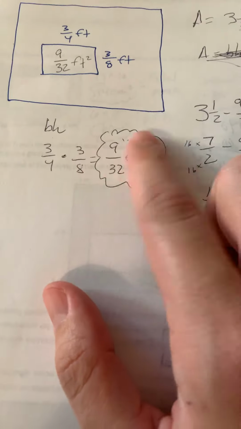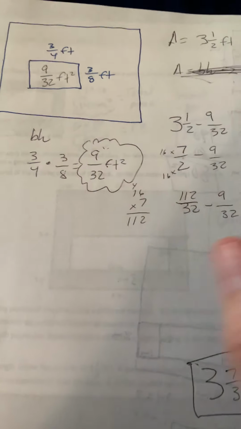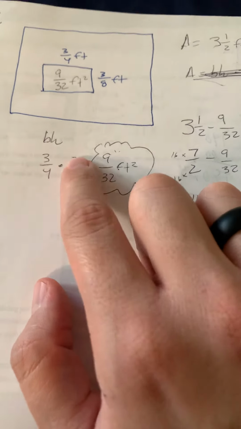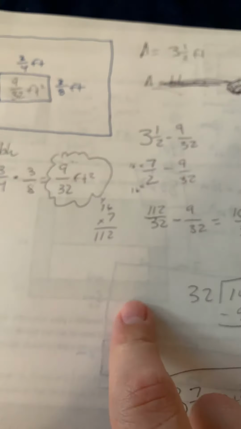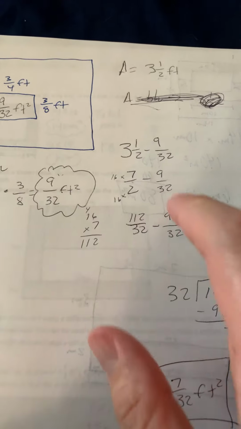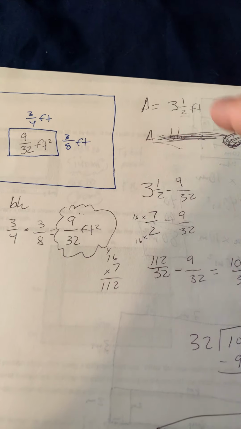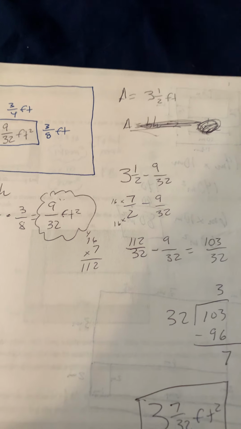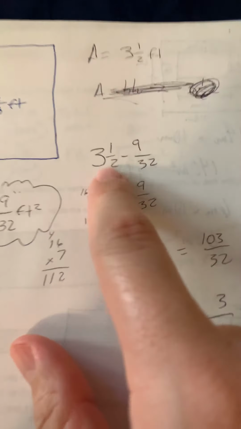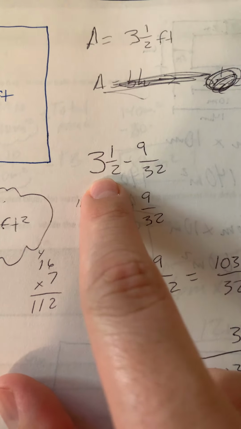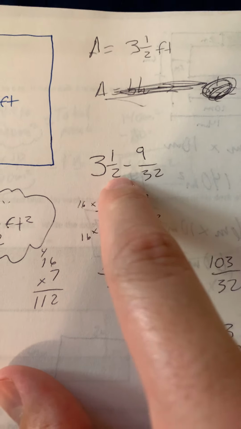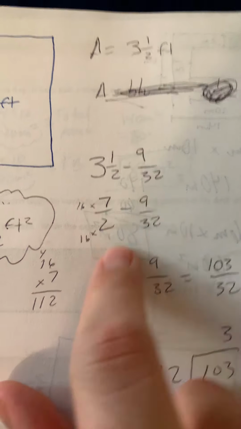And I saw most of you got this, but you forgot one more step. Okay, so 3 times 3 is 9, and 4 times 8 is 32. That's where I'm getting it, base times height. But the other step is I have to subtract the area from the big rectangle, which is 3 1/2 feet, and subtract 9/32 from it. So what did I do with this mixed number, 3 1/2? I turned it into an improper fraction. 2 times 3 is 6, plus 1 is 7, 7 over 2.